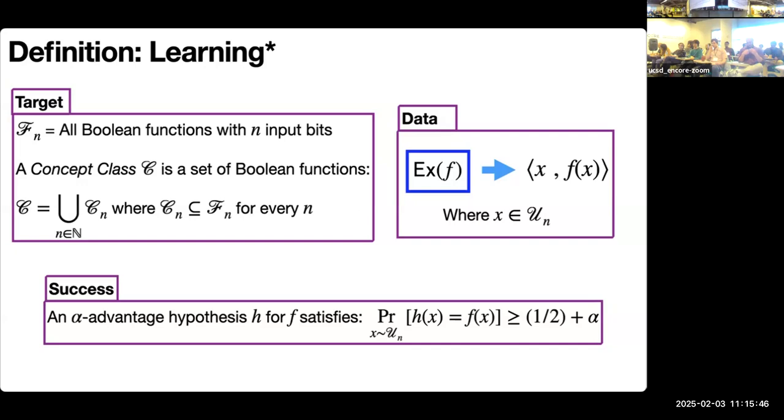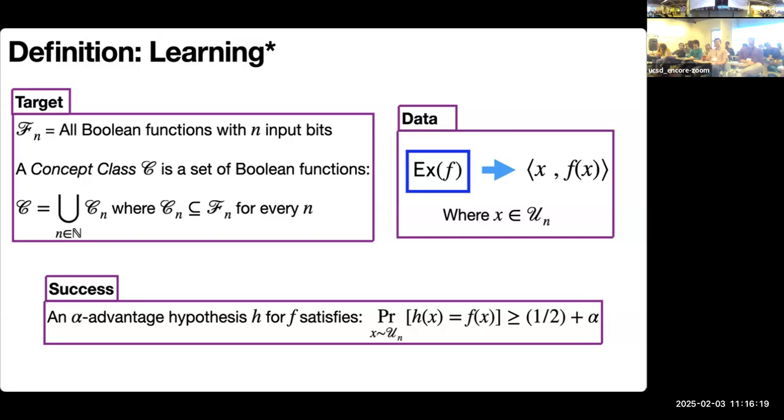One more ingredient. We need to say what it is to successfully learn. I come from corporate America where we have something called OKRs. These are objectives and key results. So we need some objectives and key results for our learning algorithm. We want an alpha advantage hypothesis, like our learner is going to produce some function, right? We want that to be close in a meaningful sense to the target concept, the target Boolean function.